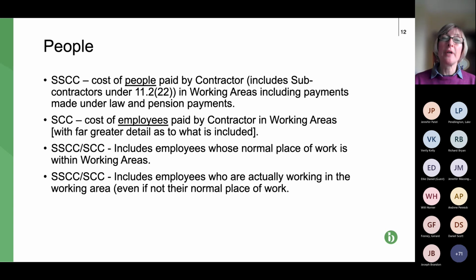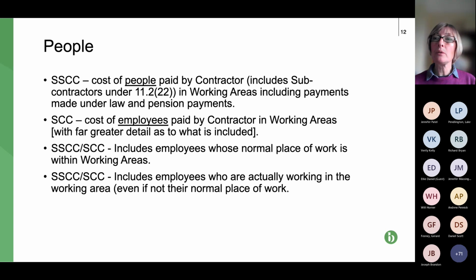And the final bullet point applies to both the schedule and the shorter schedule. It also includes the employees who are actually working in the working area, even if it's not their normal place of work. So if somebody comes to site and does some work, well, their cost can be included within the defined cost.